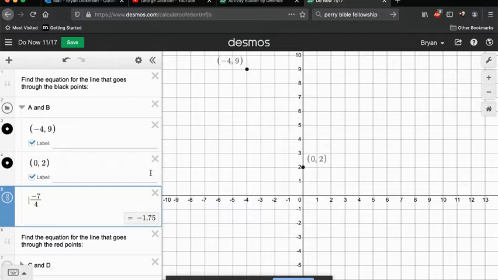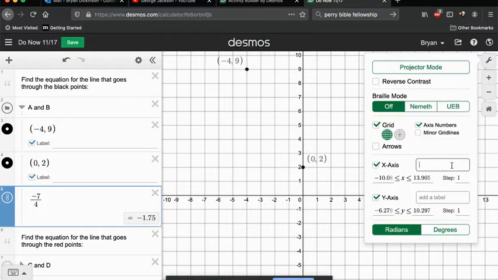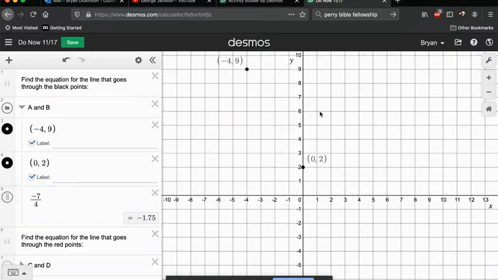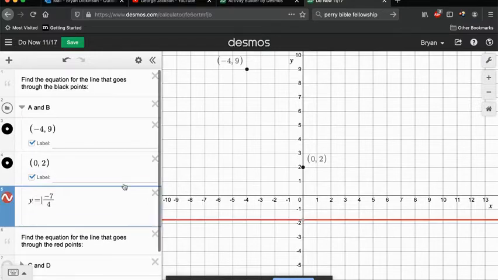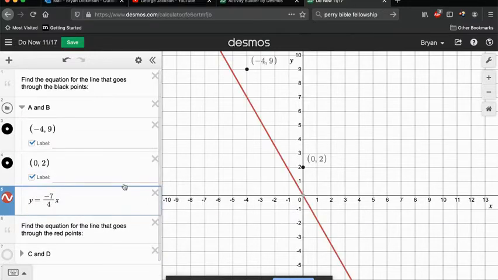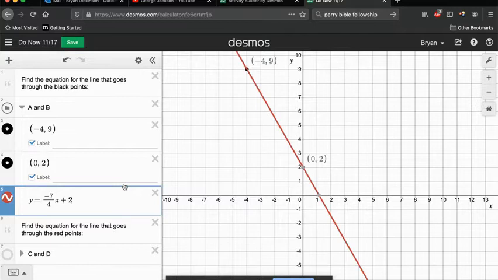Now, the thing for today is I want you to get used to deciding what format is better and when it is better. In this case, I can see my y-axis and exactly where the line crosses it, which is at 2. So for me, the easiest format would be slope-intercept, because I already know the y-intercept is 2, and now I'm done. And sure enough, you can see it goes through both those points.